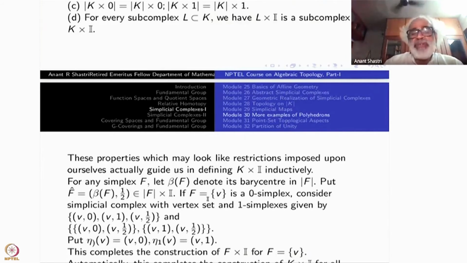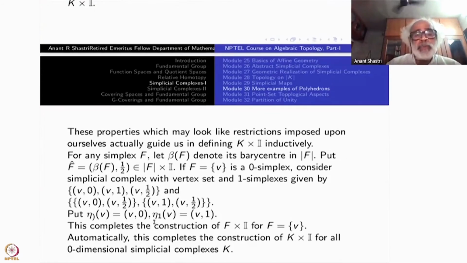Now, suppose F is a single vertex, a zero simplex. Then I am looking at a simplicial complex with vertex set precisely equal to this one and one simplices precisely equal to this one. And this is the simplicial complex. There are no other two simplices, three simplices, and so on. This is going to be my F cross I, where F is a singleton.